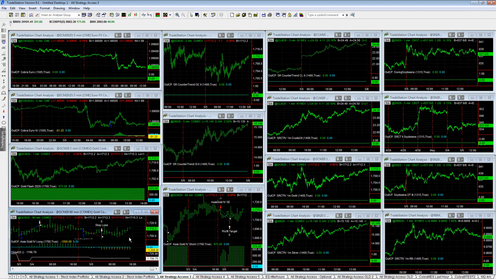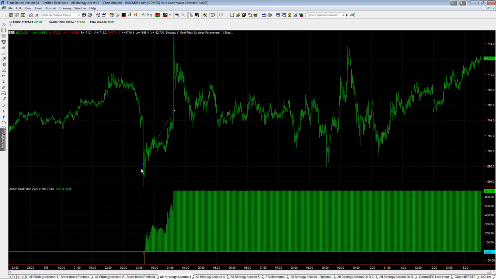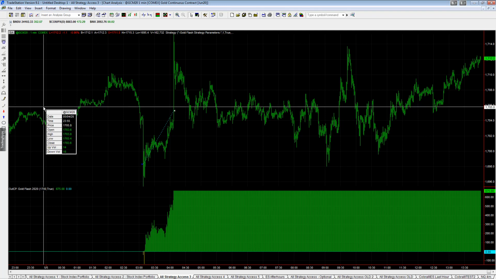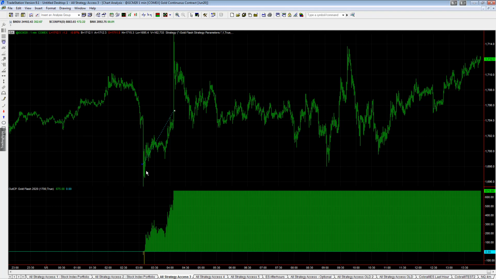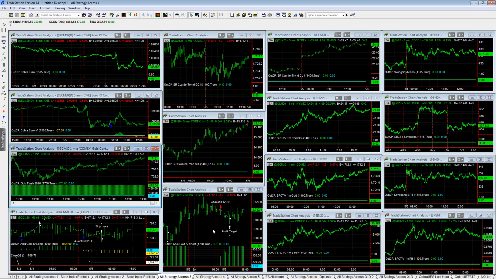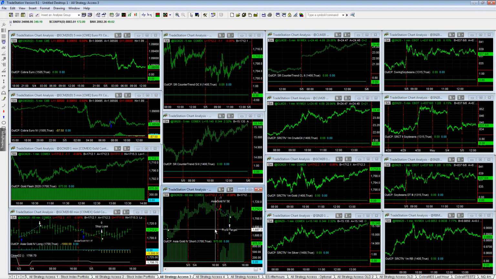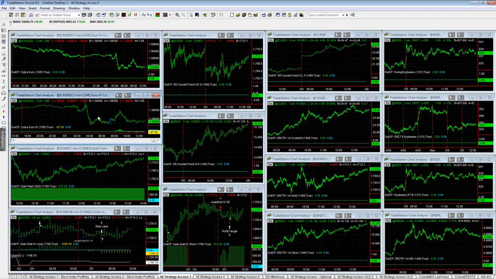Asia Gold 4 was down overnight, but Gold Flash captured this nice trade right here. This nice mean reversion trade. You see markets that do that. You have this kind of middle line right here, and you see this parabolic move this way and then a parabolic move that way, and Gold Flash tries to capture and take advantage of those parabolic mean reversion type moves. Asia Gold 4 short, plus 975, Cobra Euro minus 87.50. Those are the trades in this workspace.